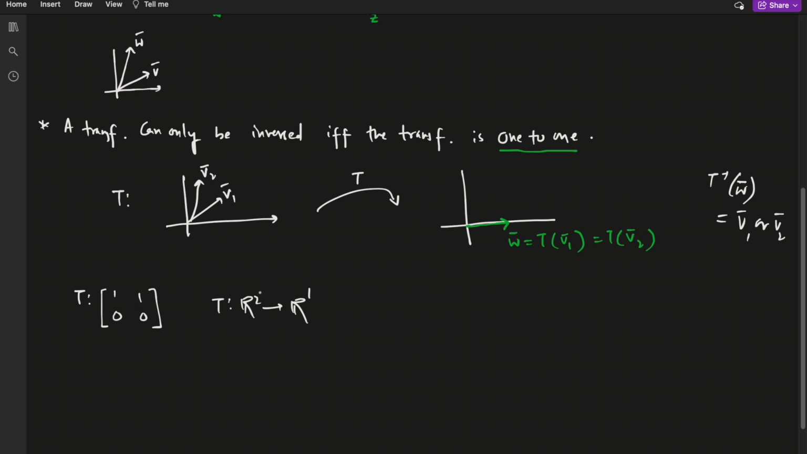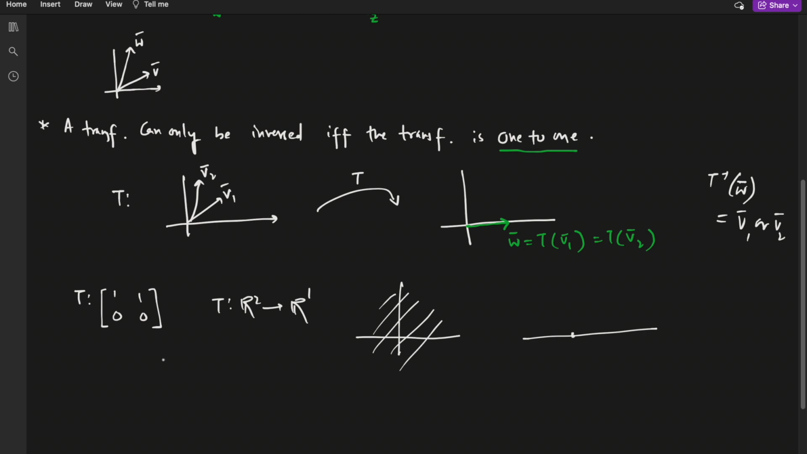So this is moving the input vector space from R2 to R1. That basically means it is moving an entire XY plane to a line. If it is moving the entire XY plane to a line, then that is only possible if more than one vector is getting moved to the same location.